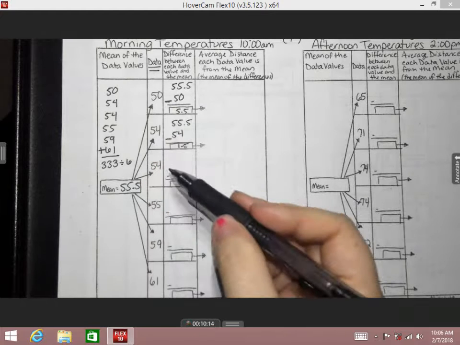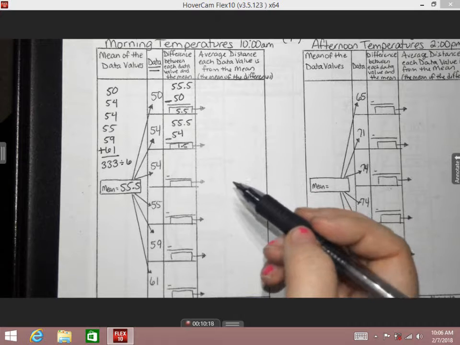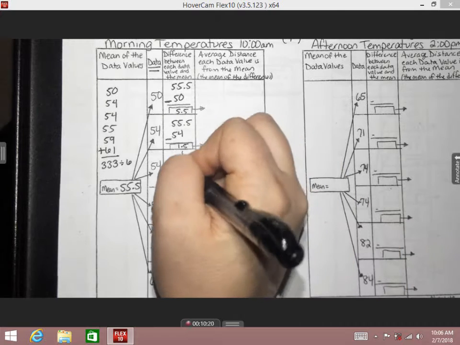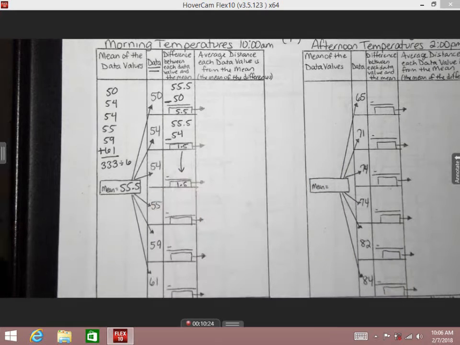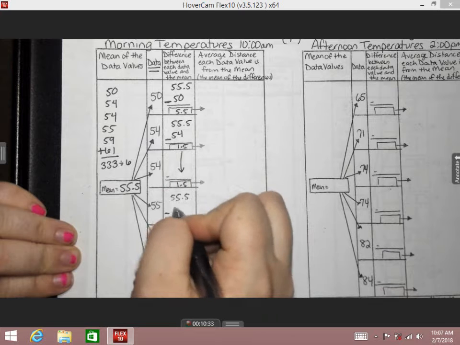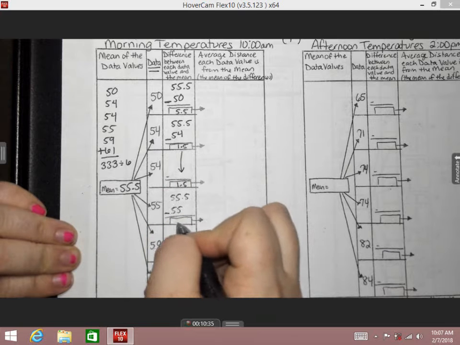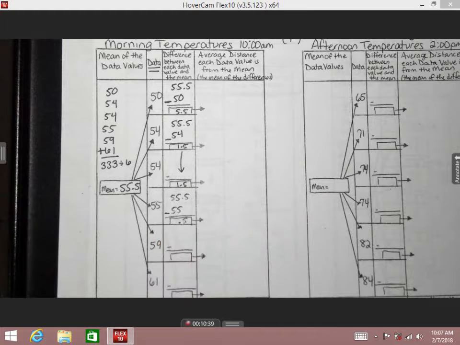Now, my next number is also 54. Is that magically going to give me a different answer? No. Not if I did my calculation correctly. So I should be able to bring my 1.5 down here as well. Okay. All right, next number. What am I going to do to find that distance? Nick? 55.5 minus 55. What do I get, Nick? 0.5. You can put 0.5. It's up to you.